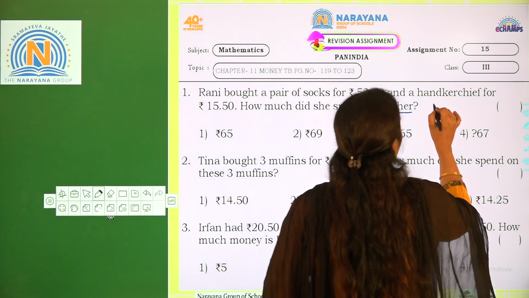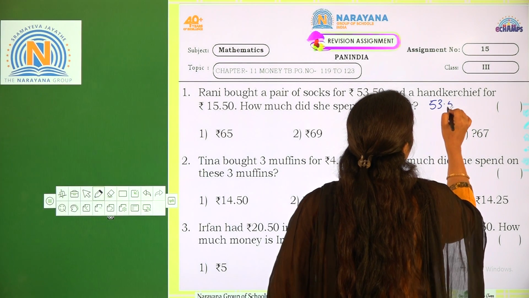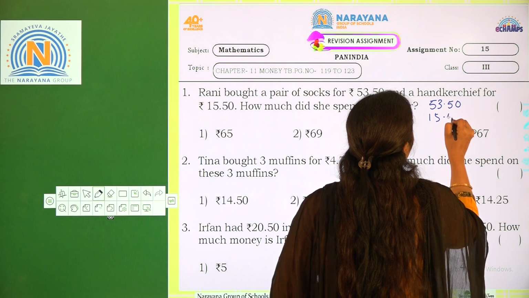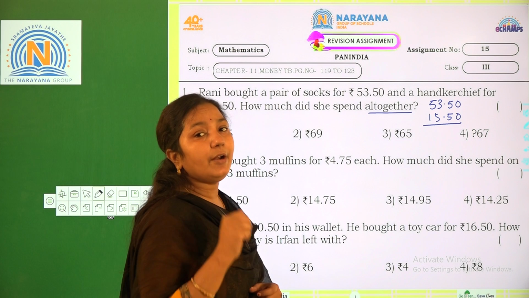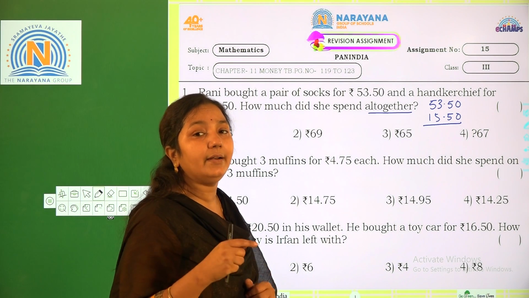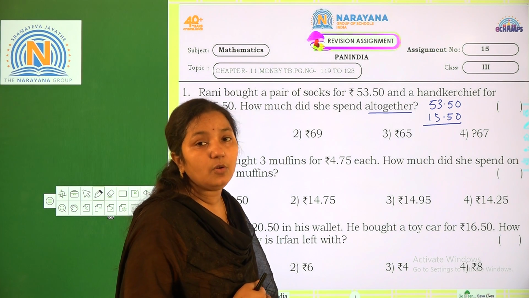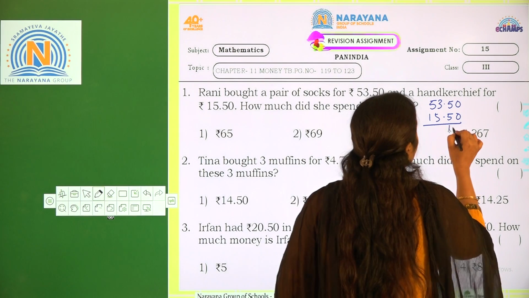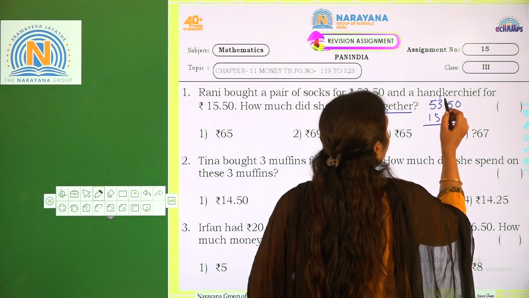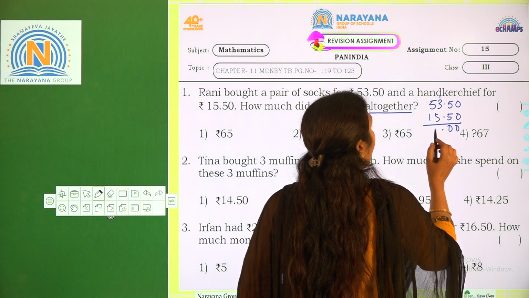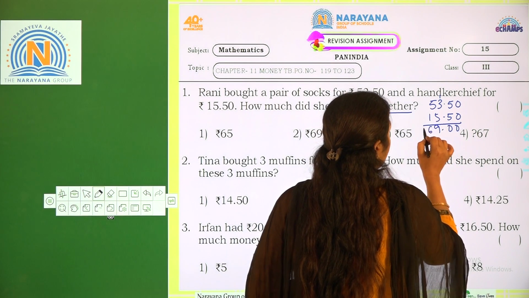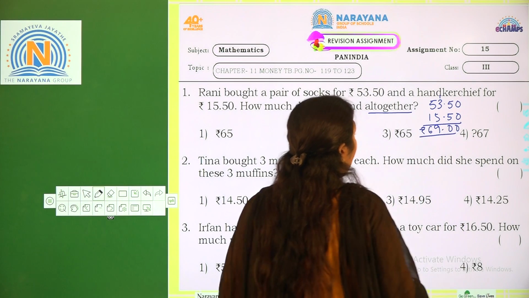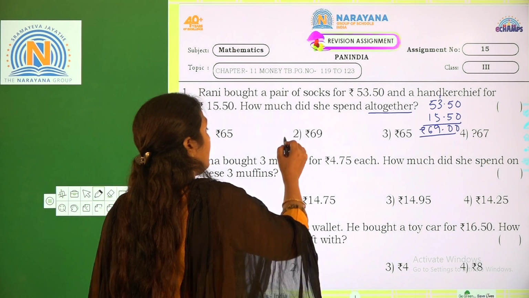So 53 rupees 50 paise plus 15 rupees 50 paise. So 50 paise plus 50 paise, how much, children? 1 rupee, because 50 plus 50 is 100 paise, and 100 paise equals 1 rupee. So write 0 here and 1 carry over. 1 plus 3 is 4, 4 plus 5 is 9, 5 plus 1 is 6. So 69 rupees, which is the correct one, option 2.